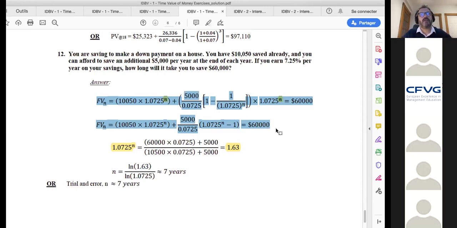Okay, so here it's 7 years. So what does it mean? It means that we are able to say to the person that if they want to have $60,000 ready, it will take 7 years to them.